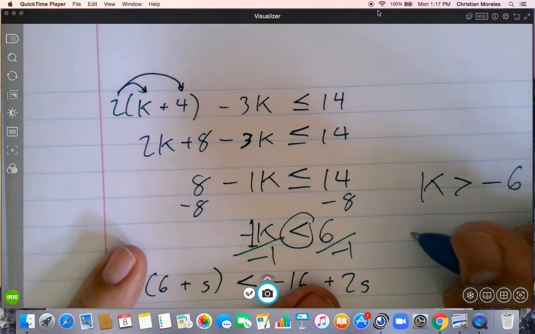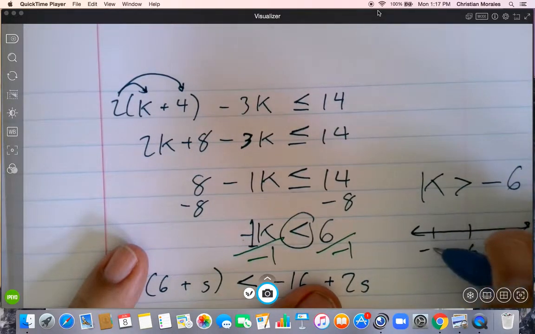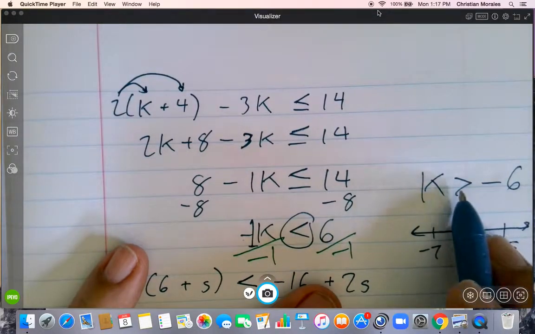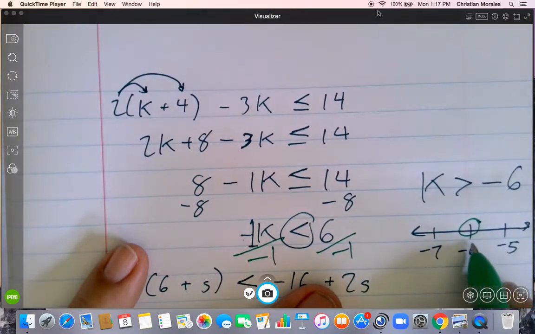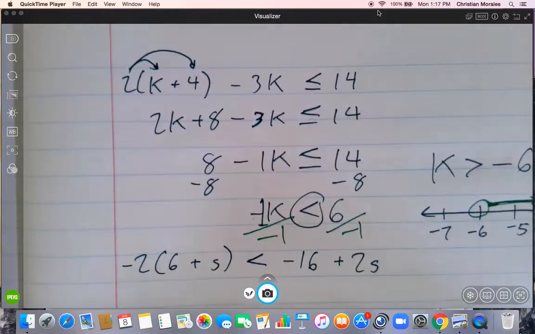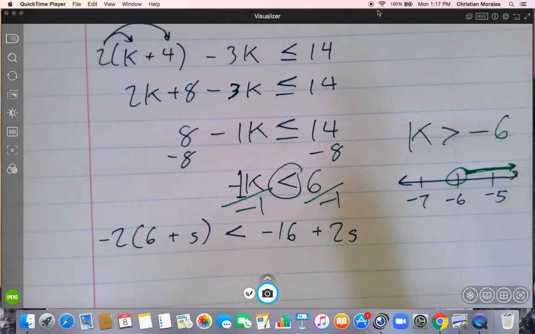So your answer for this, negative 6 here, negative 7, negative 5. What does it say? K is greater than negative 6. So I'll do an open circle, and the numbers that are greater are to the right. So negative 5, negative 4, negative 3, those numbers are greater, going this way, because they're heading in the positive direction. Eventually, this will get to the positive numbers, and all of those numbers are greater than negative 6. Okay, one more example.